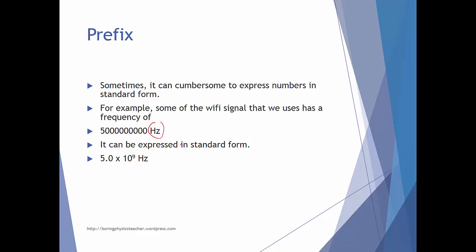Sometimes we use prefixes to help us. We express it as 5 GHz. This is termed giga. So you may be familiar when you try to connect to a Wi-Fi network, and you find that there's a 5G, or in short form, 5 gigahertz.